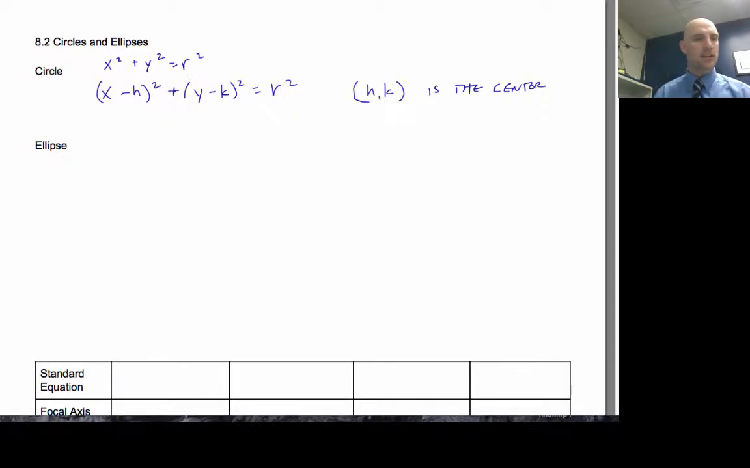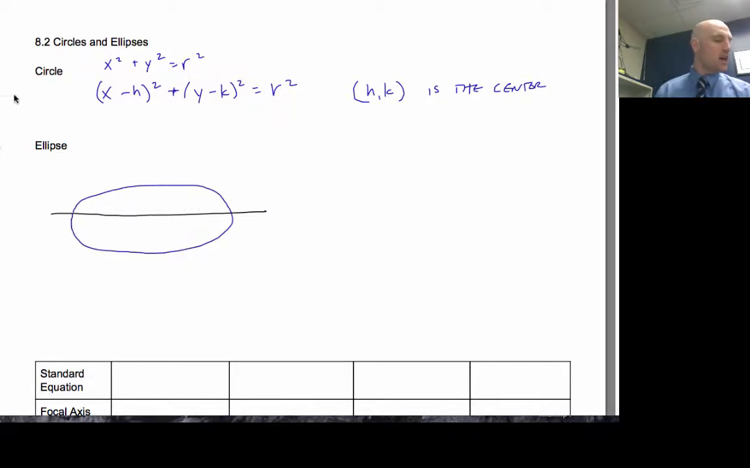An ellipse. I'm actually going to draw a picture of this first for you so that we can see how it works. And then I think that's really going to help us as we lay out exactly what is an ellipse and what are its attributes. So I'm going to do my best ellipse. That's not too bad. And so when we look at an ellipse, a couple of important things pop out here. An ellipse also has a center.